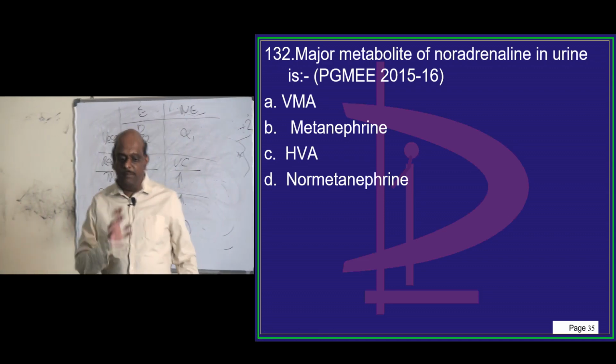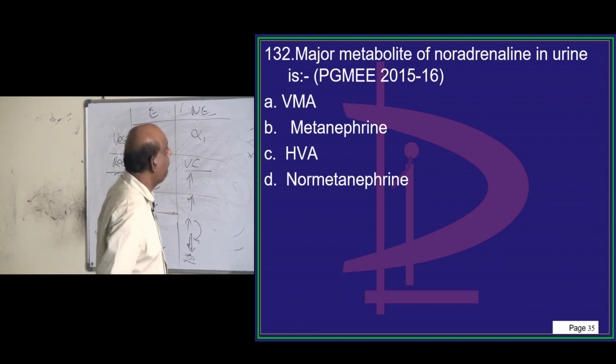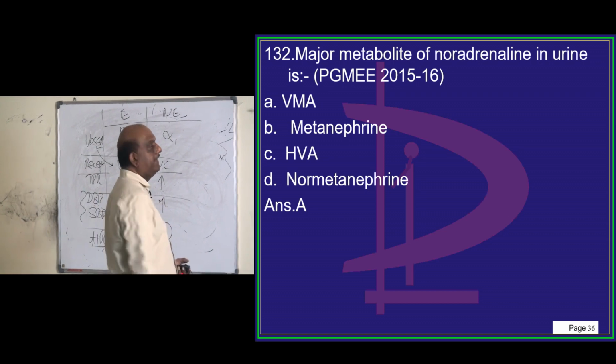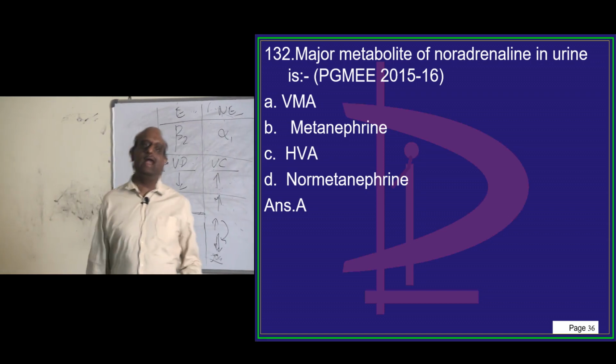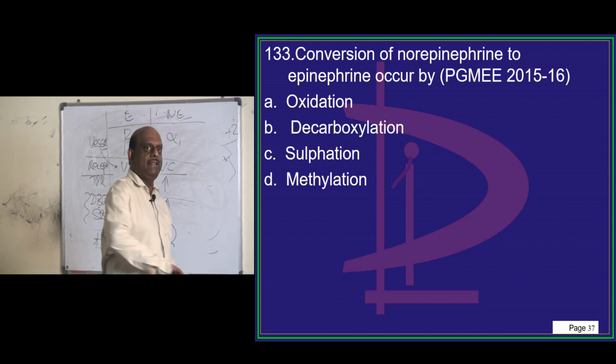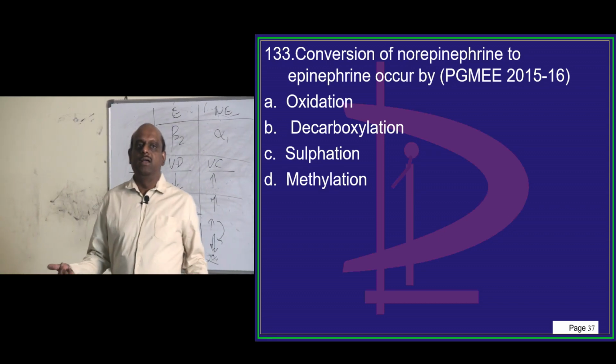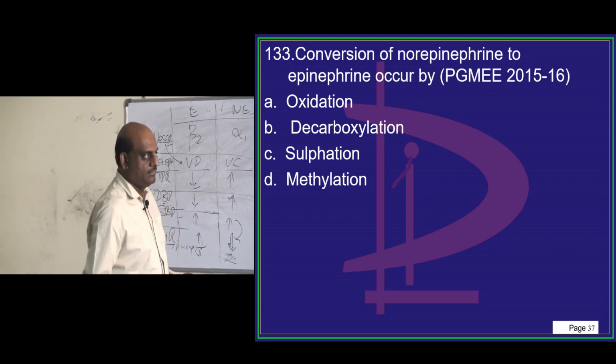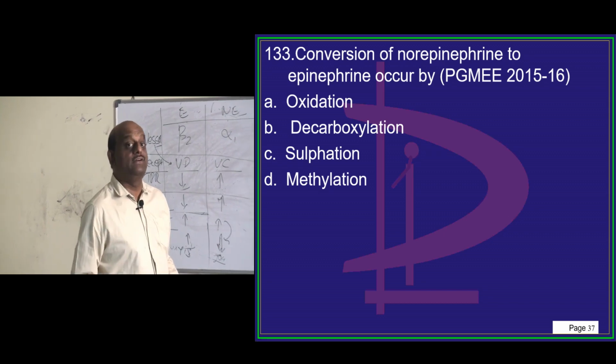Now, what is the major metabolite of noradrenaline in the urine? Vanillylmandelic acid is the major metabolite. Norepinephrine becomes epinephrine. What is the type of biochemical reaction that converts this?